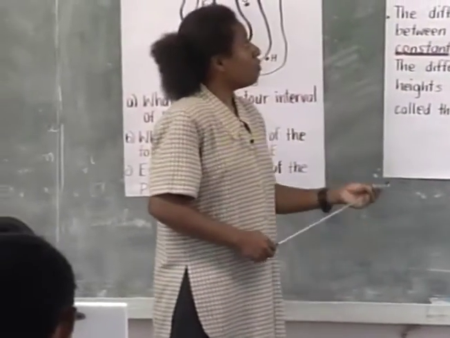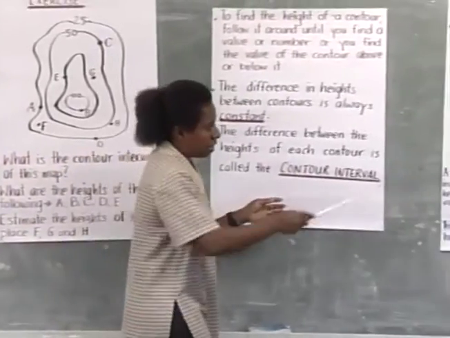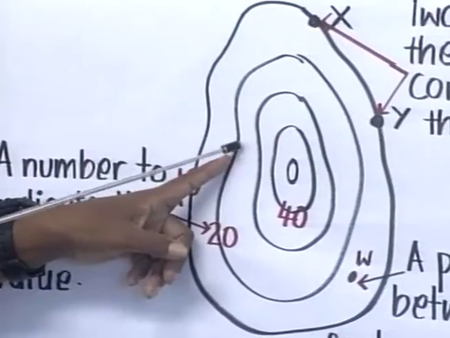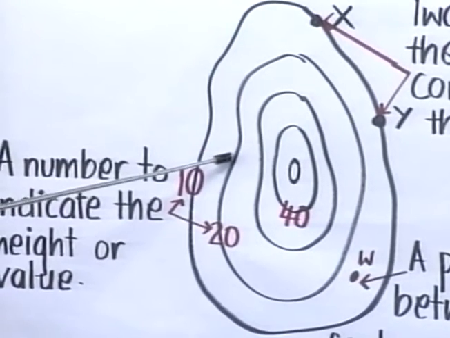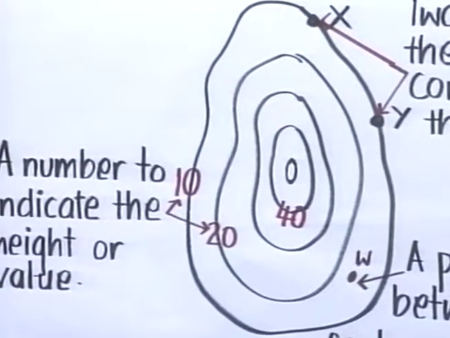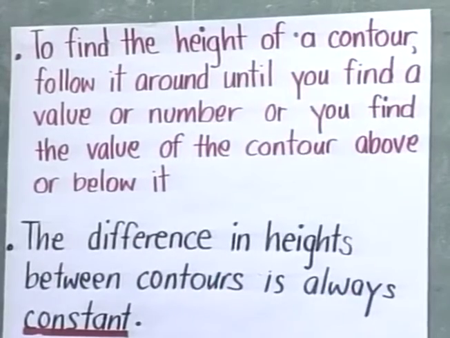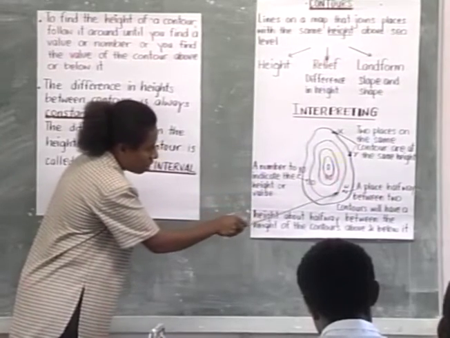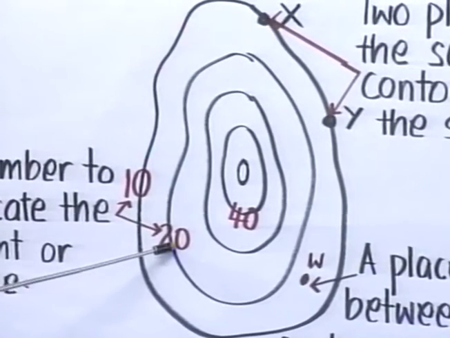That's point number three. Point number four: if we want to find the height of a contour, and say for example I put a letter here, maybe letter C, and where C is placed there is no value on it. If you want to find the value of letter C, there are two things you can do. Number one, you follow that contour line all the way around until you come to a value or number. If I decided to go this way, I will have to go all the way around. There is no number until I come here, and there is a value there, and that tells me the height of this place.